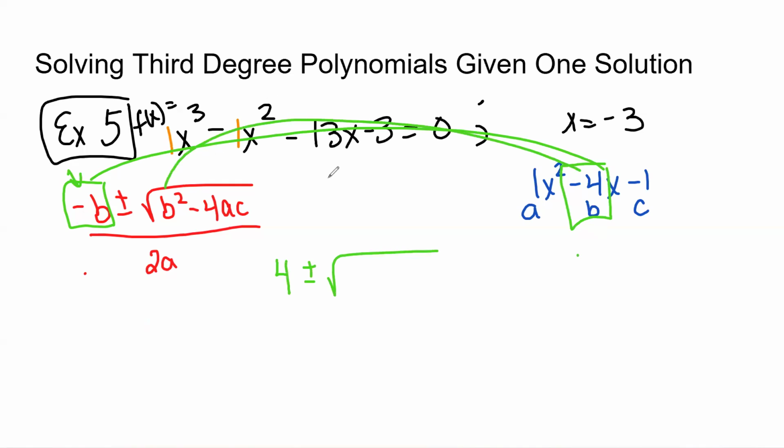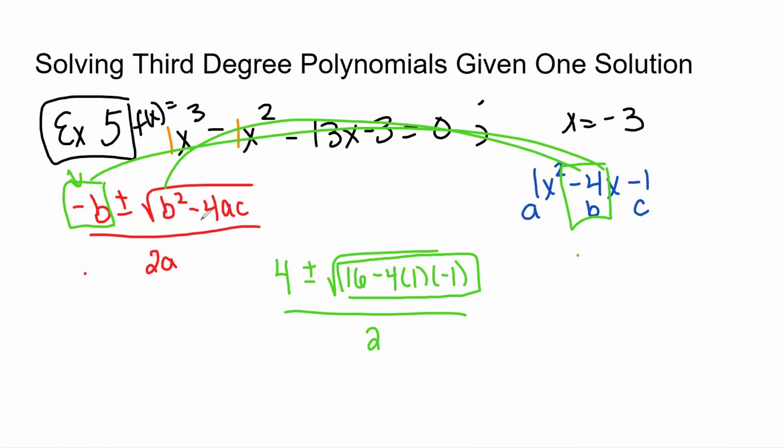So -4 times -4 is 16, minus 4 times 1 times -1, all over 2 times 1. On the bottom, 2 times 1 is just 2. And on the top, if you're allowed to use a calculator, I would just shoot through that discriminant. That is a fancy name for the stuff under the square root. I would just shoot that through your calculator. Or you can do it by hand. Whatever you prefer is fine.